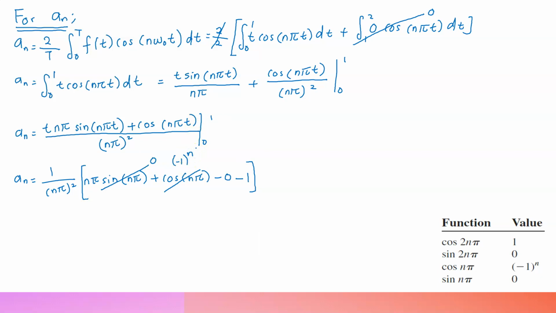Okay, so here the whole thing will become 1 over n pi square multiply with minus 1 to the power of n minus 1. Okay, so an equals to minus 1 to the power of n minus 1 over n pi square. So the next coefficient to calculate is Bn.